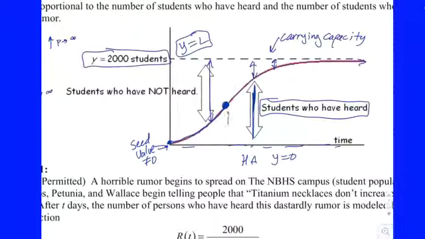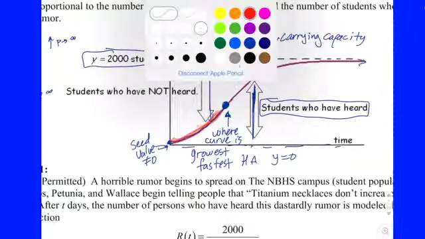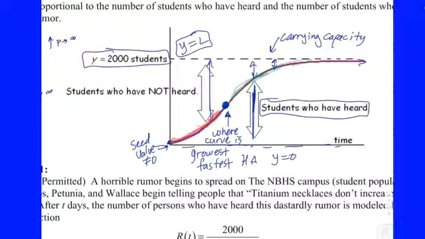Guess where this point is right here? This is an interesting point because this is where the curve is growing the fastest. That's where it's the steepest. That's where the graph is the steepest. That's where, in this case, the rumor is growing the fastest. That's also where the curvature of the graph changes from curving upward like a cup to curving downward like a frown. Down like a frown, up like a cup.